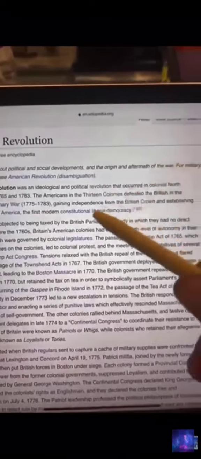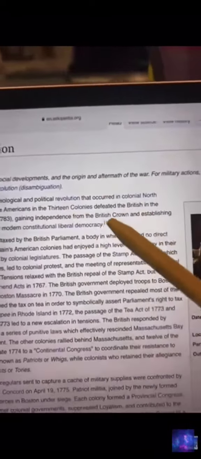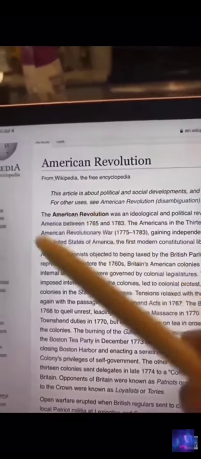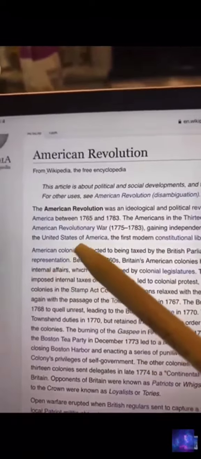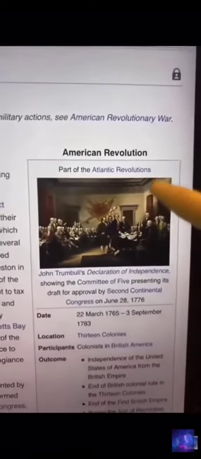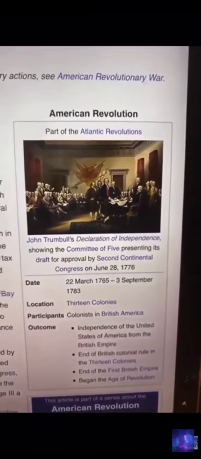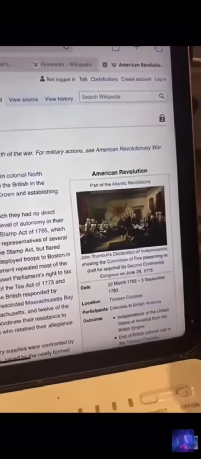They said in the American Revolution, the Americans are the 13 colonies. So in the beginning, America was just 13 colonies. That's what they taught you in history, right? And they said that during the American Revolution, the 13 colonies defeated Great Britain. And this is what was known as the American Revolutionary War. And this is the war that allowed the 13 colonies to form their own country that we now know as the United States of America today. This is a picture of a committee of 5 presenting its draft for approval by the Second Continental Congress on June 28th, 1776.